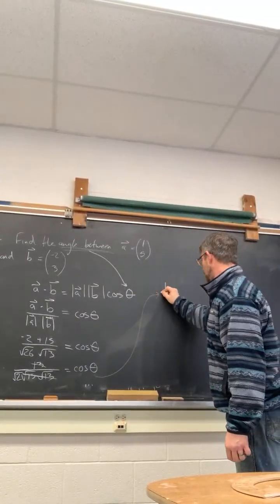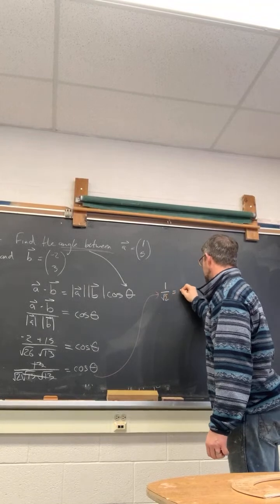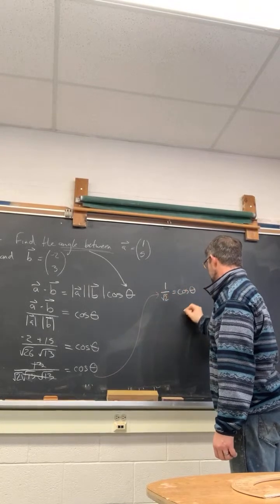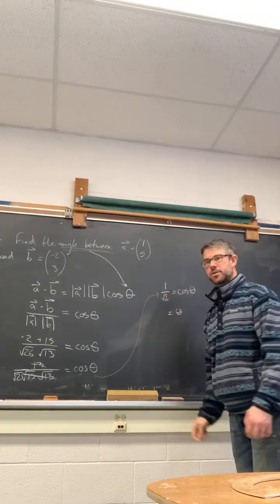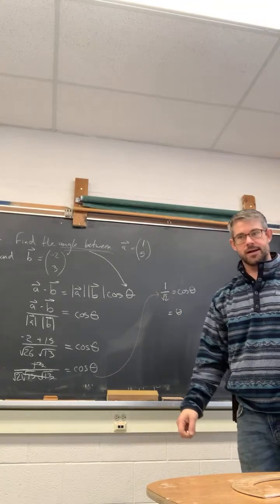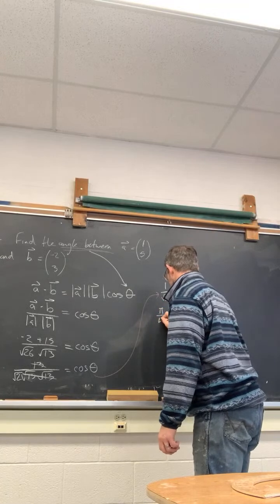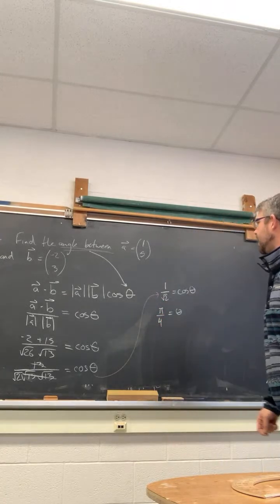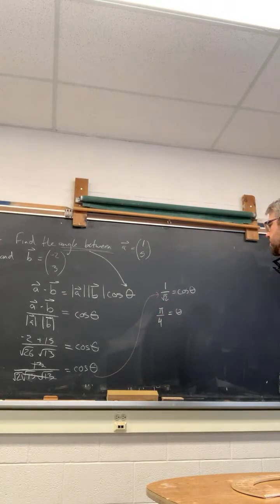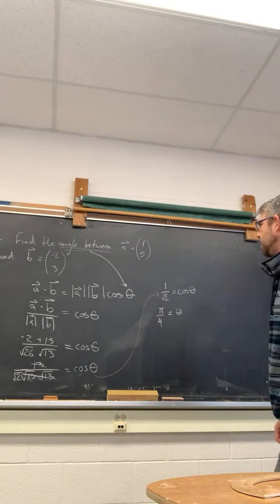This is 1 over root 2 is equal to the cosine of theta. And that is a special triangle or a special angle that we know. And it works out to be pi by 4. So the angle between these two is pi by 4. And I have no idea how I managed to do that quickly. I'm just going to double check my work.